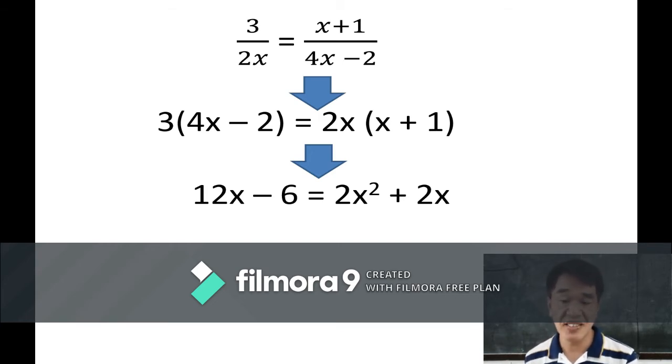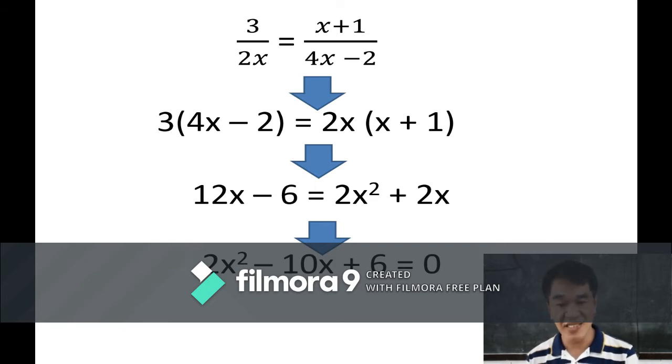We will now arrange them into the standard form. Take note that your x squared should be the first, followed by x, and the last, of course, is the constant term, and that should be equal to 0. If you arrange them in that manner, that becomes 2x squared negative 10x positive 6 equals 0, for which we now get the values of a to be 2, your b is negative 10, and your c is 6.